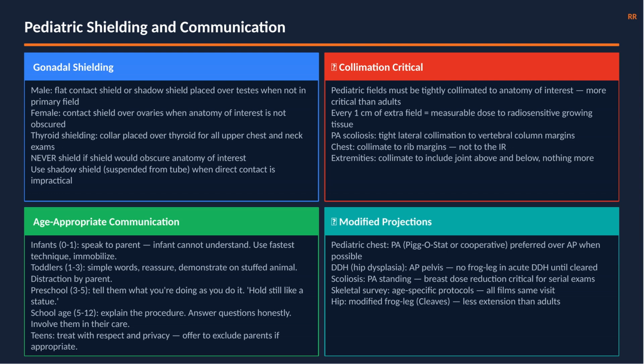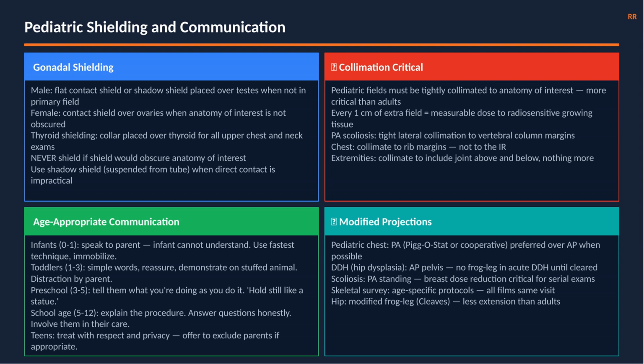Collimation. Pediatric fields must be tightly collimated. Every centimeter of additional field beyond the anatomy of interest adds measurable dose to radiosensitive growing tissue. Collimate to the anatomy, not to the IR size.